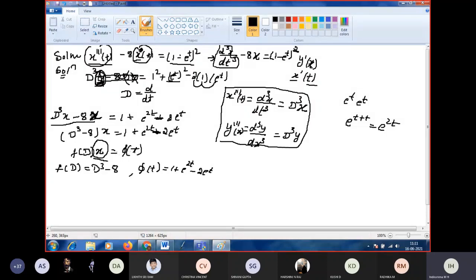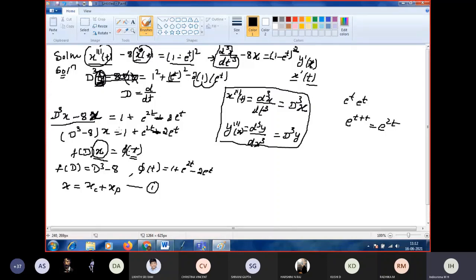Since it is non-homogeneous, x is nothing but xc plus xp. Instead of y, we have x, that's it. Call it equation number 1. Find the solution of the differential equation means solve the differential equation for x; since it is a function of t, solve it with respect to t.